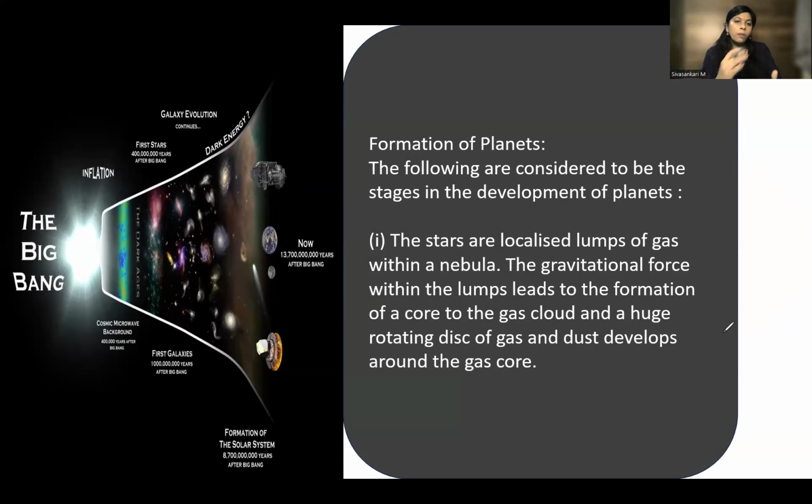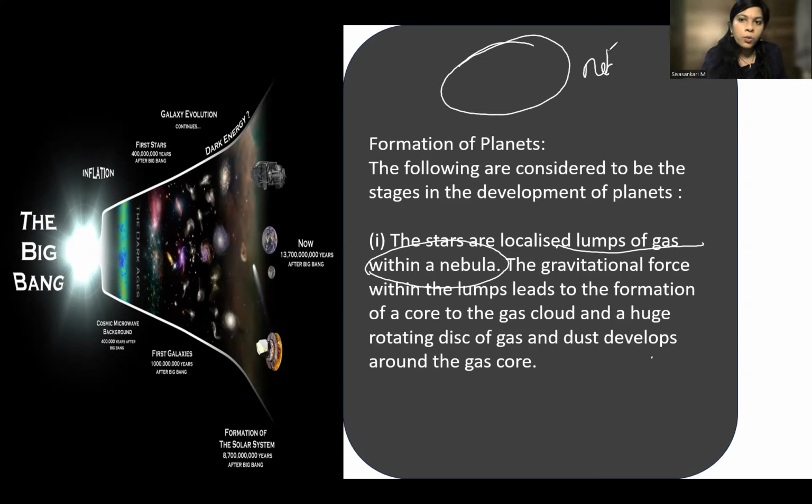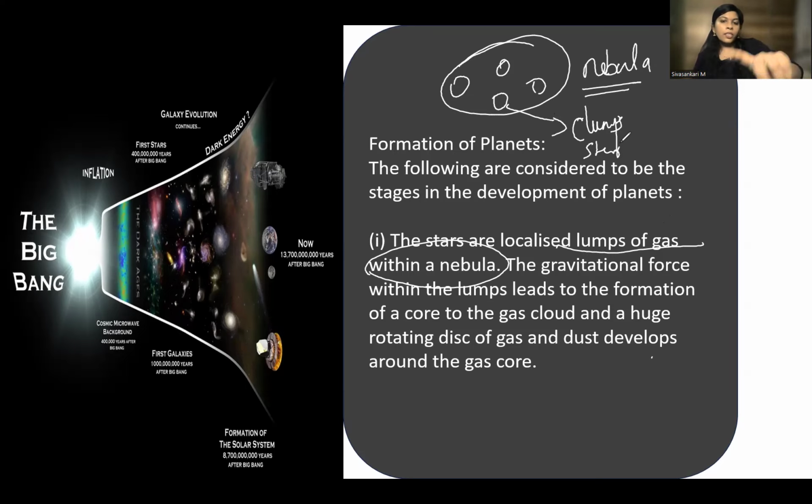We are going to see how the planets started forming. The stars, which we already told are the clumps of gas inside the galaxy. The stars are the localized lumps of gases within a nebula. Nebula means it's a galaxy. Okay, nebula means it is also a cloud of gas only. Inside the nebula, there will be a lot of clumps of gases that are called stars. So the stars are localized lumps of gas within a nebula.